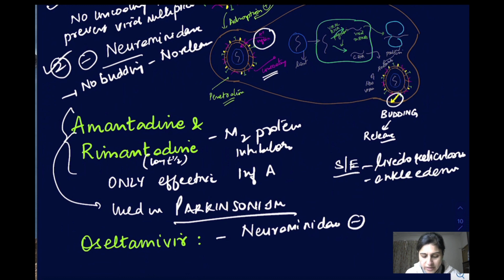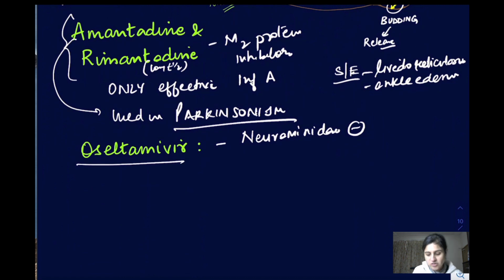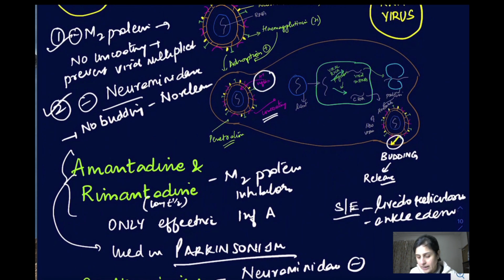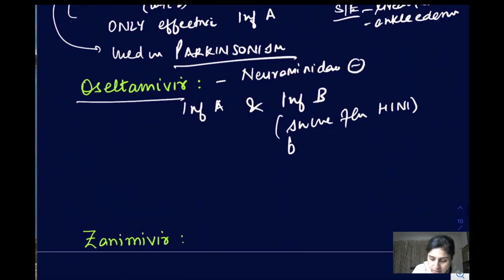Coming to the next drugs, all of them are neuraminidase inhibitors. The first one we are talking about is oseltamivir, which is the most common and most preferred drug now because it is effective against influenza A as well as influenza B. And even swine flu, which is H1N1. It's a type of hemagglutinin and neuraminidase. H1N1, bird flu, okay? Bird flu is H5N1. So against all these viruses, including H5, it is effective.